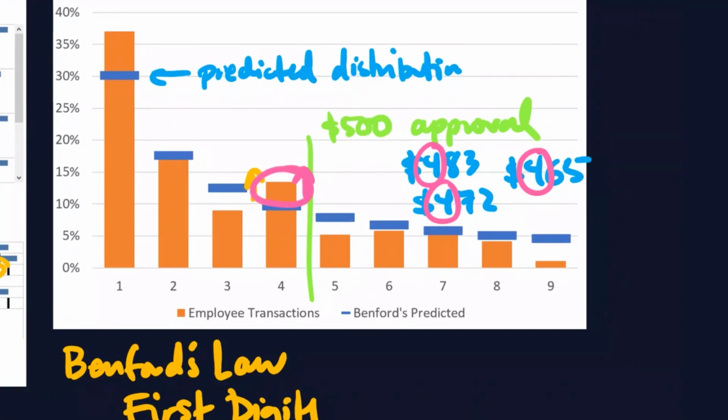And I can go and look at all those $400 transactions and identify the employee who is skirting my control, if they are. So again, I wouldn't expect to have a whole bunch of $400 transactions if they're following normal procedure. By the way, Benford's Law is really cool.